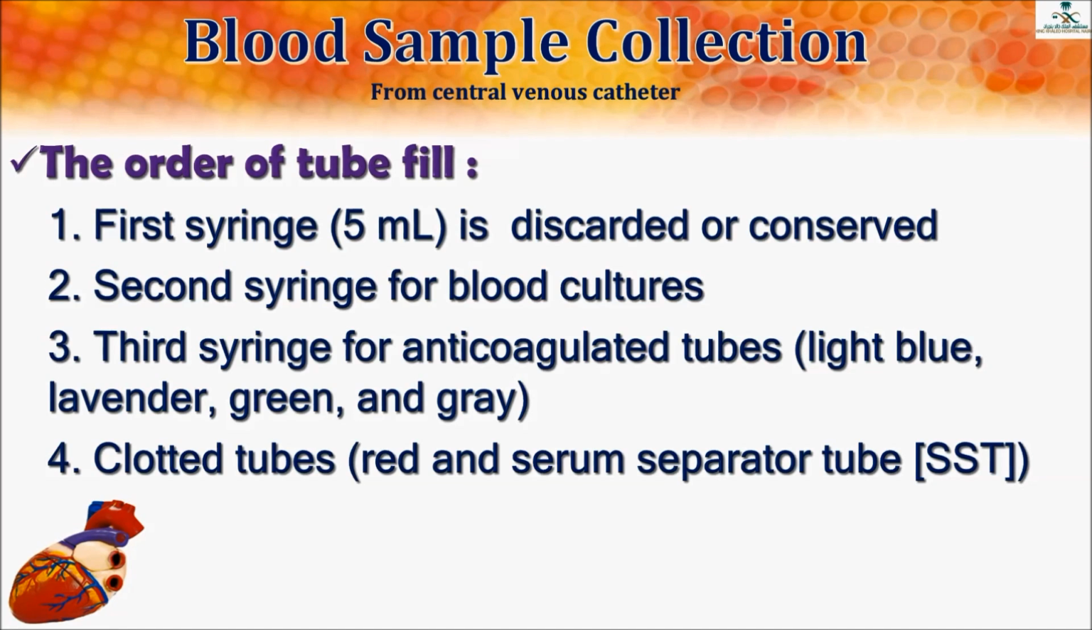The order of tube fill. First syringe is discarded or conserved. Second syringe for blood cultures. Third syringe for anticoagulated tubes: light blue, then lavender, then green. Lastly, clotted tubes, red and serum separator tubes.